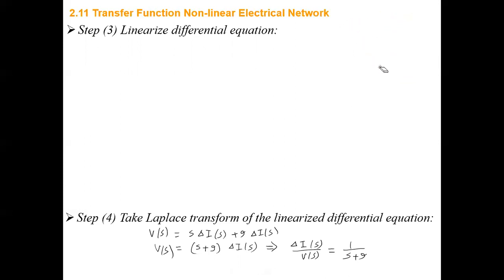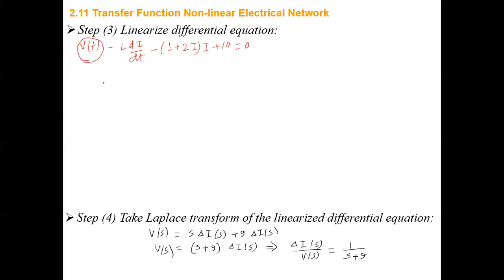Now, the third step is the well-known linearization. So how do you linearize your differential equation? What is your differential equation? Your differential equation is this, right? B(t) minus L di/dt minus (1 plus 2I) I cos 10 equals 0. That is your third step. Okay, so how do you linearize this now?